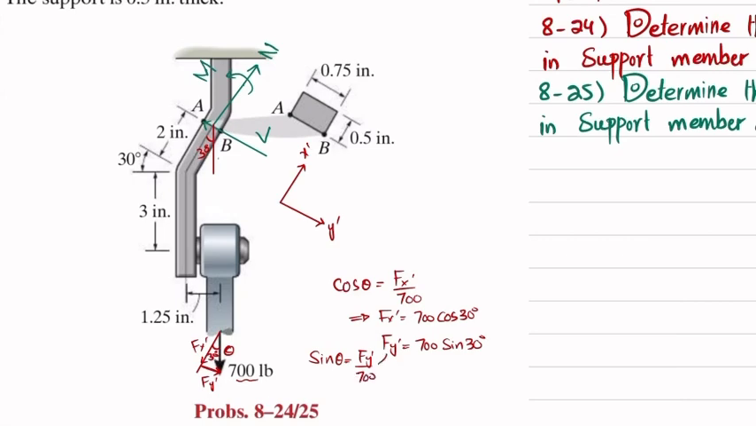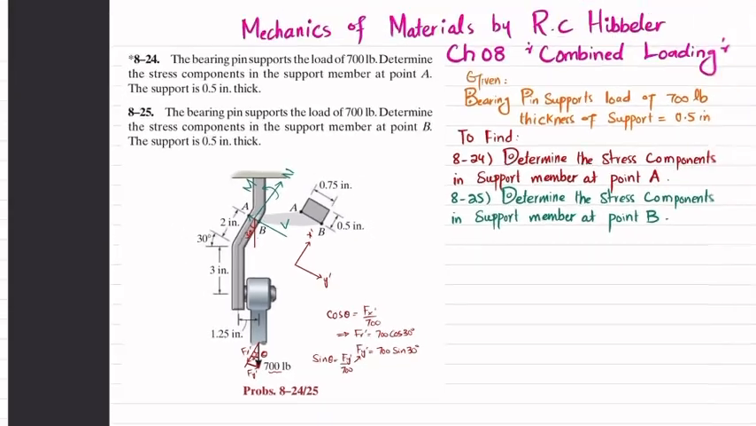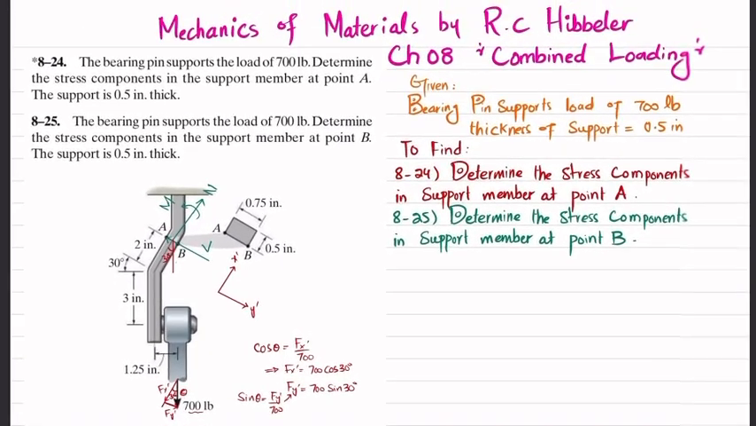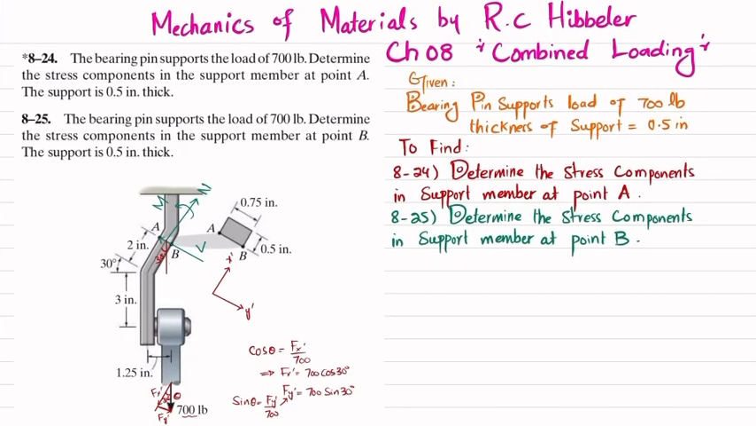So from here you will get Fy' will be equal to 700. Now we'll apply equations of equilibrium. The first equation of equilibrium will be the sum of all forces along the x' direction must be equal to 0, and force in this direction is taken as positive. So you can see one force is this one, which is the normal force, and the other one is this Fx'. Their sum must be equal to 0.